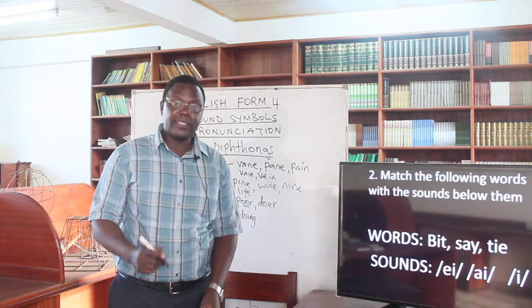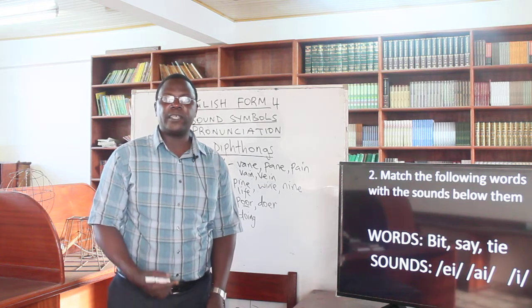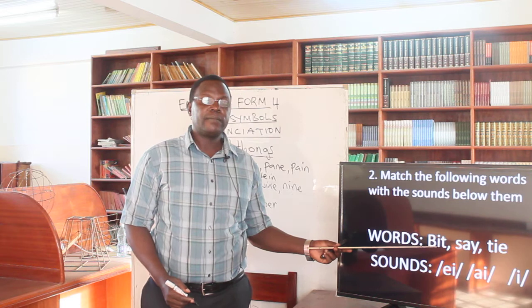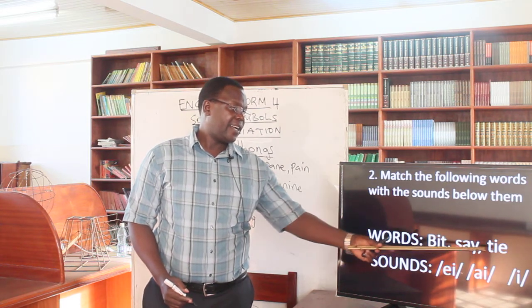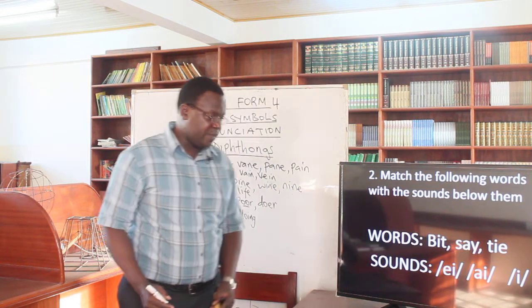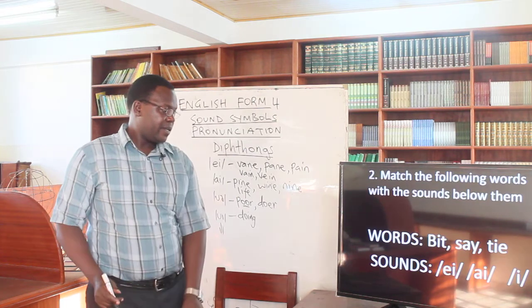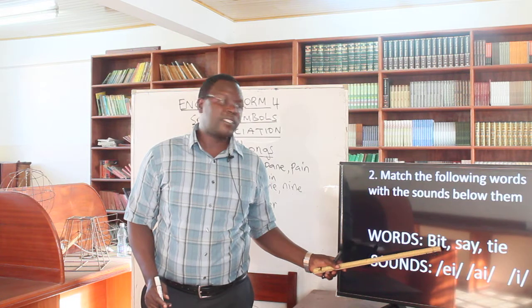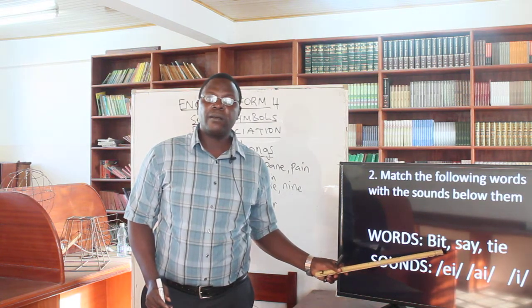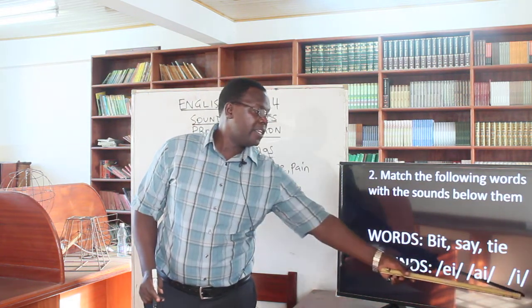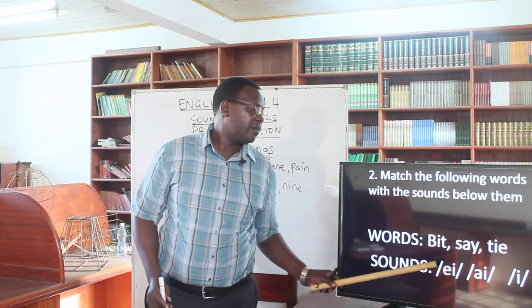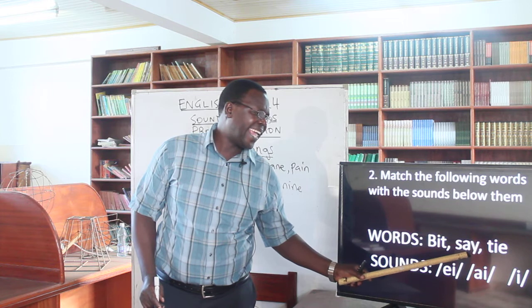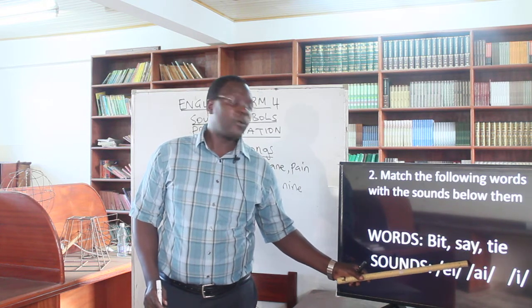A diphthong is a glide of sound. The words that we have here are beat, say, and tie. Beat is not a diphthong, this is a straight vowel. Beat, for E. Say, A, say, A. That's how you go about it.